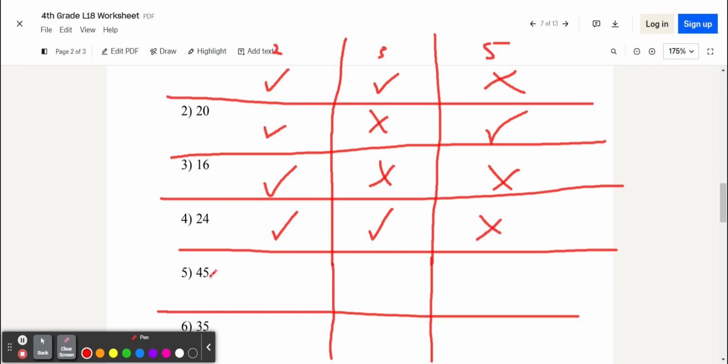For 45, 5 is odd, so it's not divisible by 2. 4 plus 5 is 9. 9 is divisible by 3, so it is divisible by 3. And it ends with a 5, so it is divisible by 5.